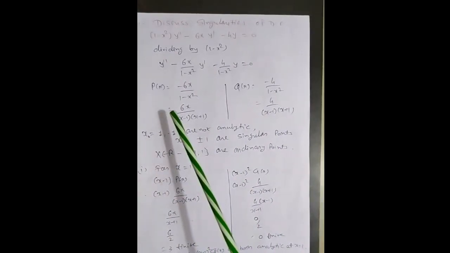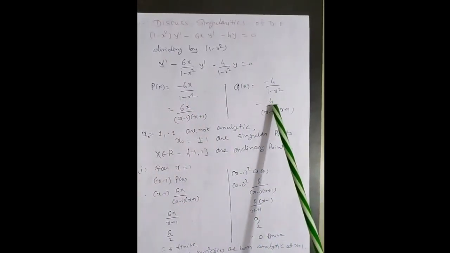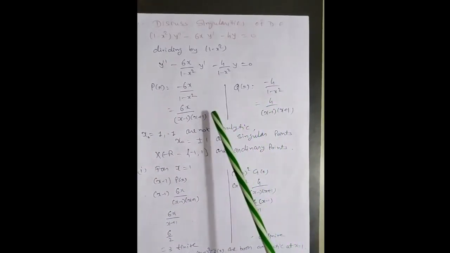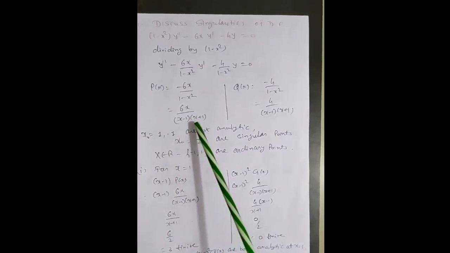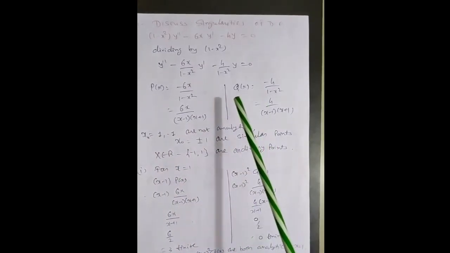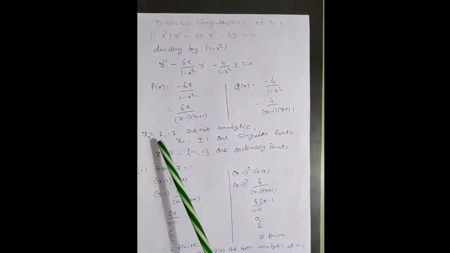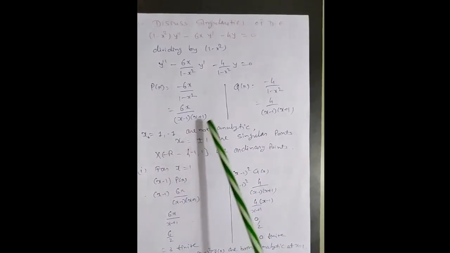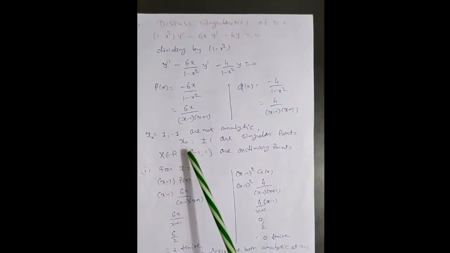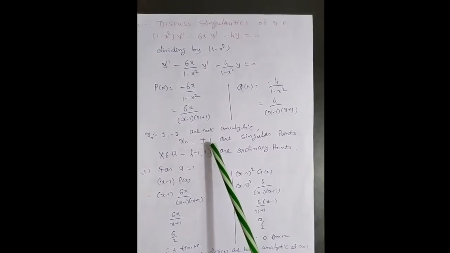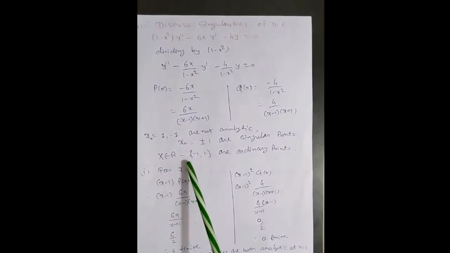Now put the value x0 = 1 in p(x) and q(x), and we get infinite values. Similarly, put x = −1 in p(x) and q(x), and we get infinite values. So we can say that x0 = 1 and −1 are not analytic. Hence x0 = ±1 are singular points. So x belonging to R except −1 and 1 are ordinary points.